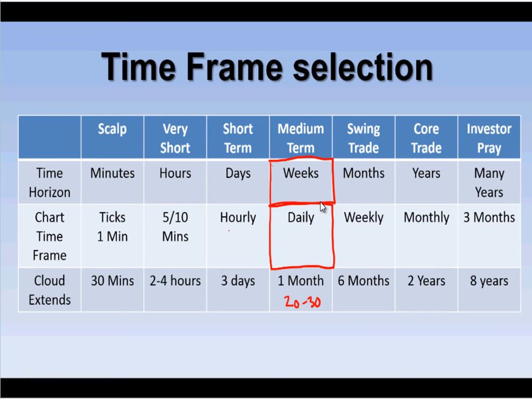Now, if I'm looking at an hourly chart, a 60-minute chart, my time horizon is going to be days. That means I'm going to be in this thing for at least 2 days, maybe 75 days, right? And the chart's going to extend 3 days to the right, all right? If I'm looking at a 10-minute time frame, then my time horizon is going to be hours, and it's going to extend to the right a minimum of 4 hours.